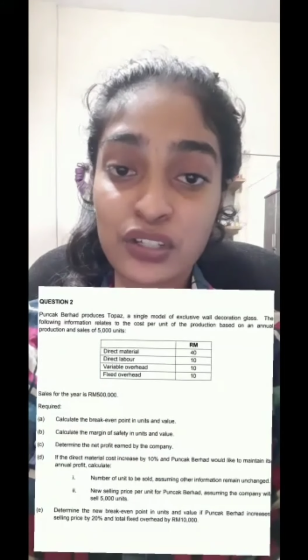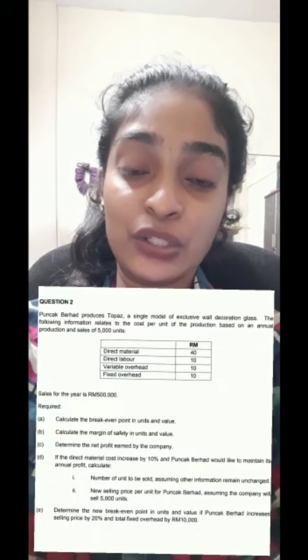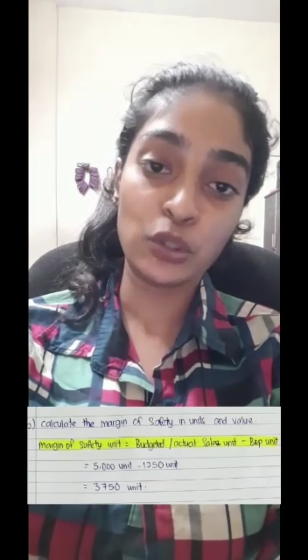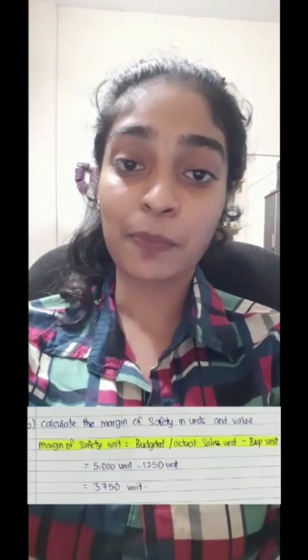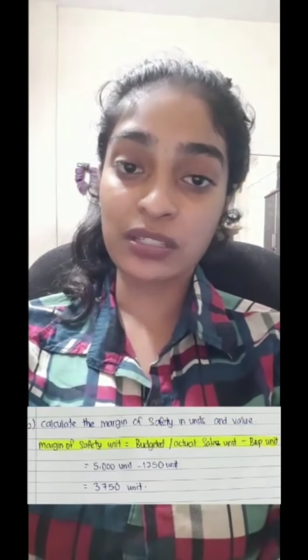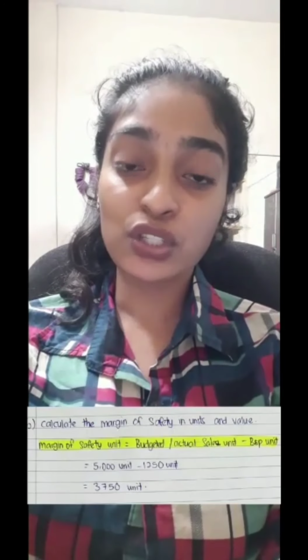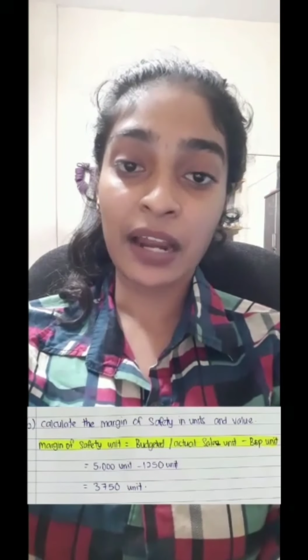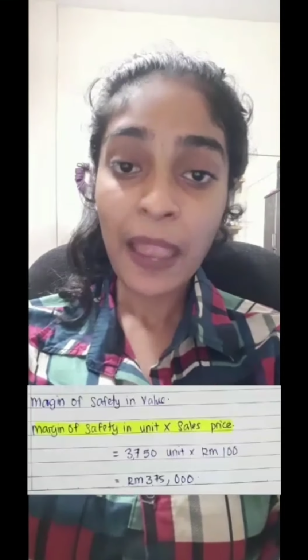Question B, we were asked to find the margin of safety in unit and value as well. So how to find the margin of safety in unit? We need to use the formula of budgeted or actual sales minus BEP unit. So our actual sales is 5,000 minus 1,250, and we get the answer of 3,750 units.